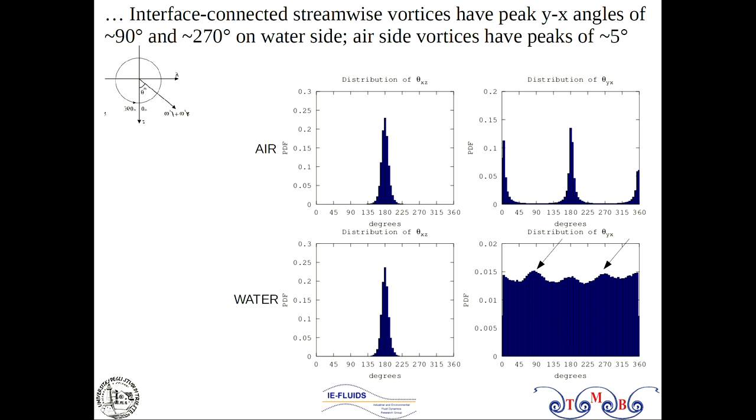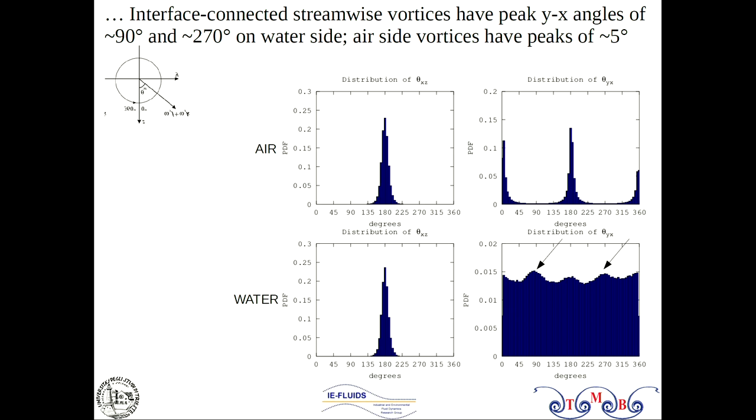Also, the same happens for the distribution of the vertical angle of these streaks. For quite a long time, we know that in channel flows, the vertical angle of the streaks or of these vortices is around 8 degrees, between 5 and 8 degrees. We find kind of the same values, around 5. We find the peak at 5.